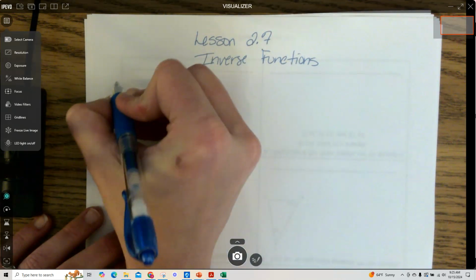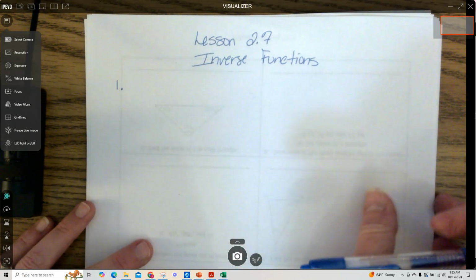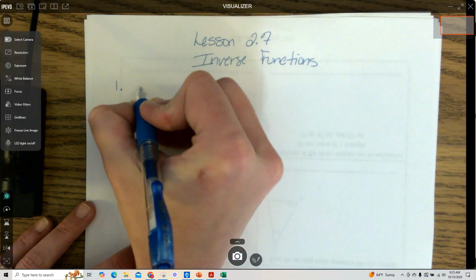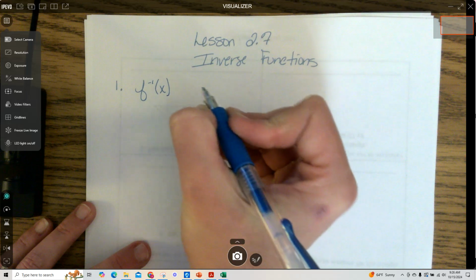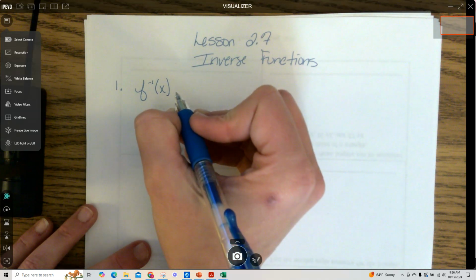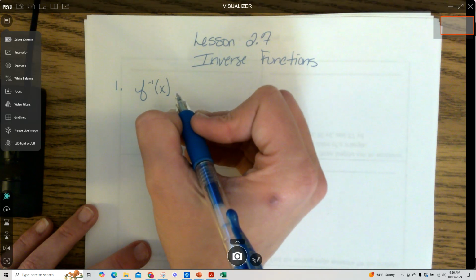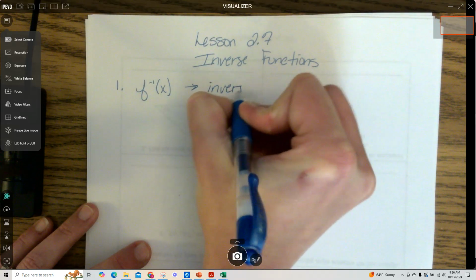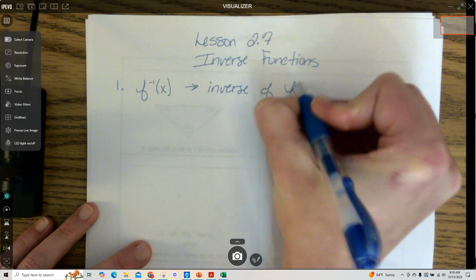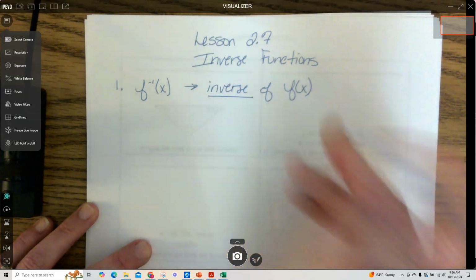All right, number one. The notation f to the negative first power means the blank of the function f. It means the inverse. The inverse of the original function f of x.